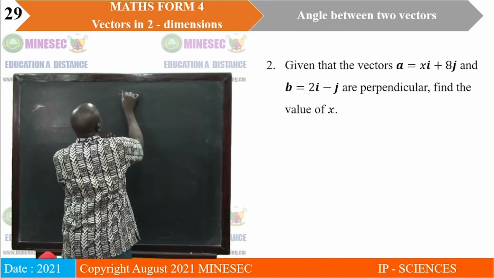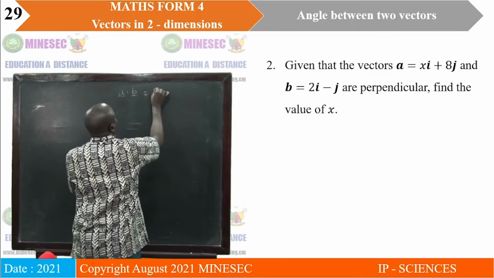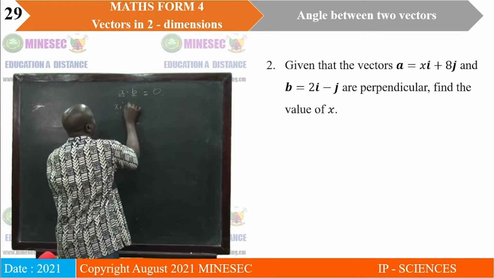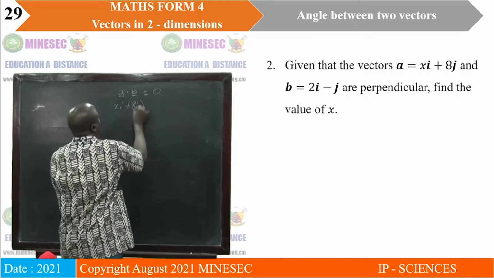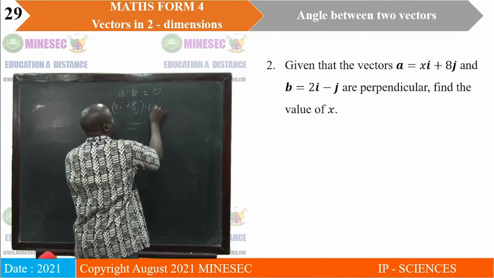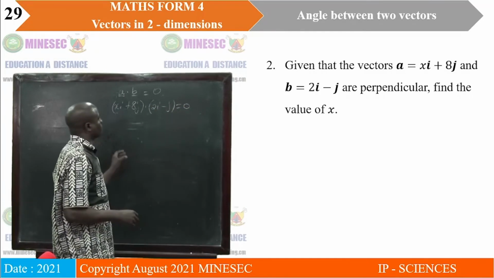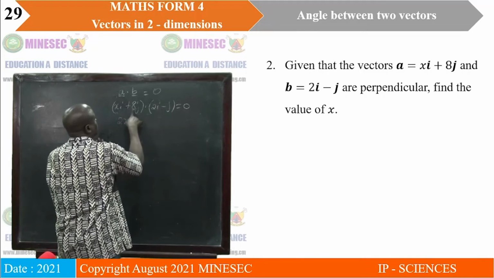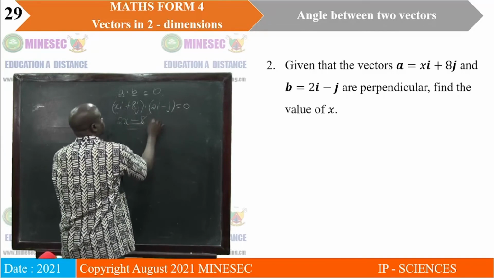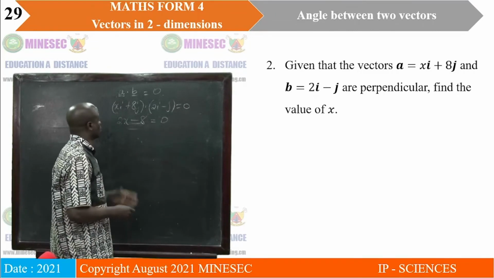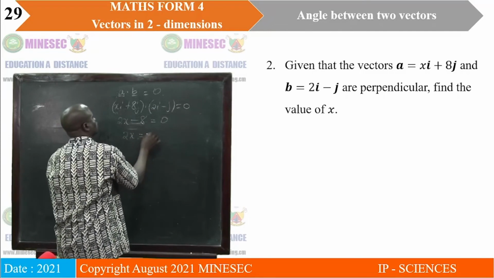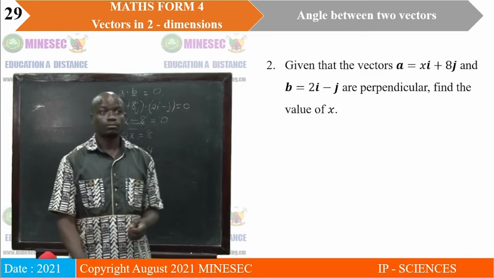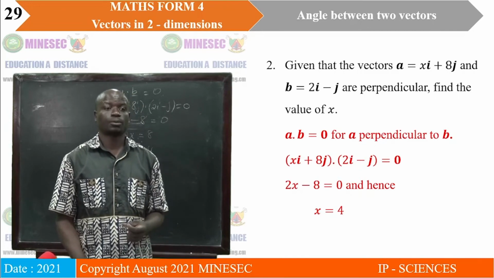So vector A dot vector B is equal to 0, since they are perpendicular vectors, which means that vector A, which is xi plus 8j, all of it, we dot it with 2i minus j, it should give us 0. So let's do our dot product. X times 2 is 2x. 8 times negative 1 is negative 8, should be equal to 0. This is a simple linear equation which we can solve for x. So 2x is equal to 8 and x is equal to 4 when we divide both sides by 2. So x is equal to 4.